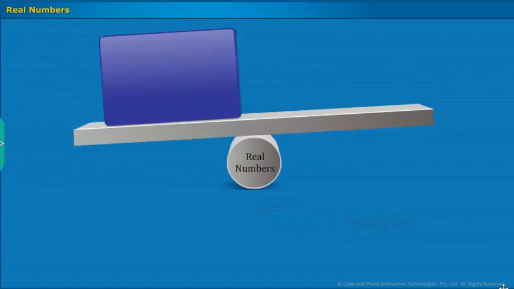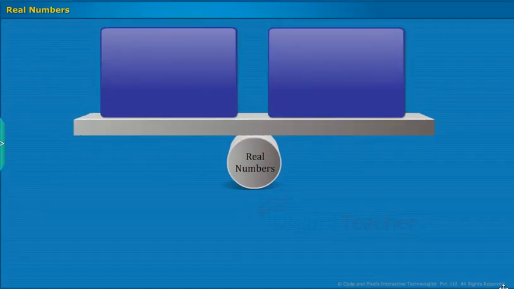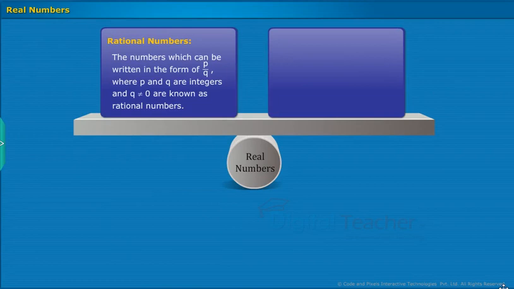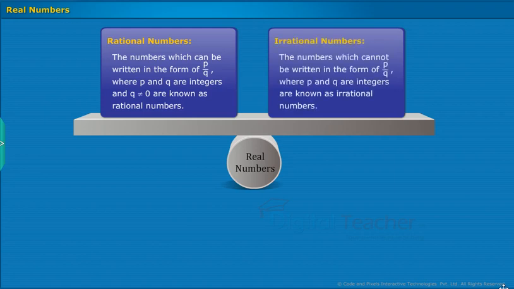Now, let us discuss real numbers. Rational numbers: the numbers which can be written in the form of p by q, where p and q are integers and q is not equal to 0, are known as rational numbers. Irrational numbers: the numbers which cannot be written in the form of p by q, where p and q are integers, are known as irrational numbers. The combination of rational and irrational numbers is known as real numbers.